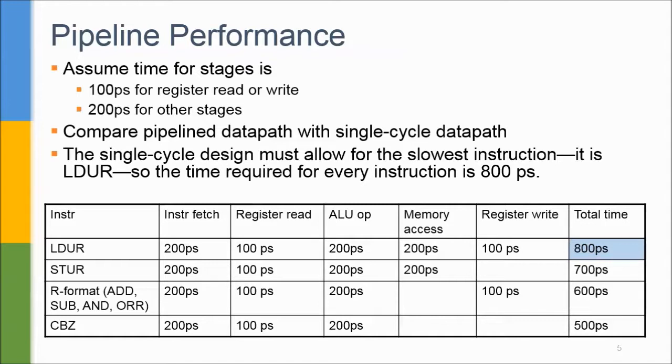So in the single cycle model, every instruction takes exactly 1 clock cycle. So the clock cycle must be stretched to accommodate the slowest instruction. The table shows the time required for each of the 7 instructions. The single cycle design must allow for the slowest instruction. In this table, it is the load instruction, so the time required for every instruction is 800 picoseconds.